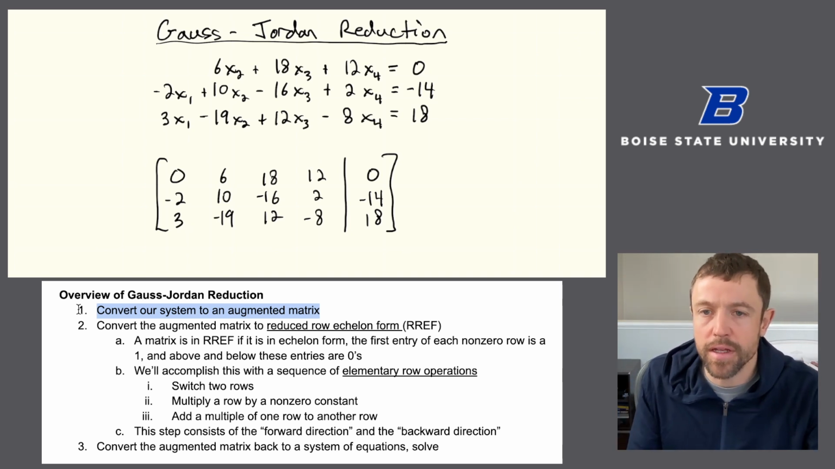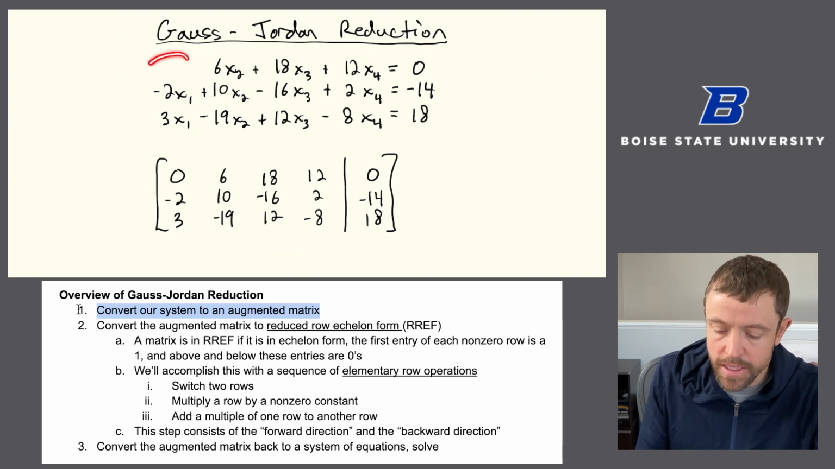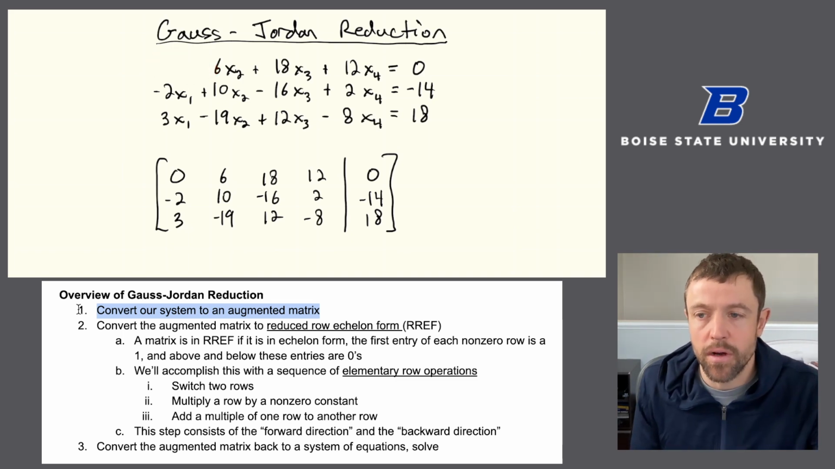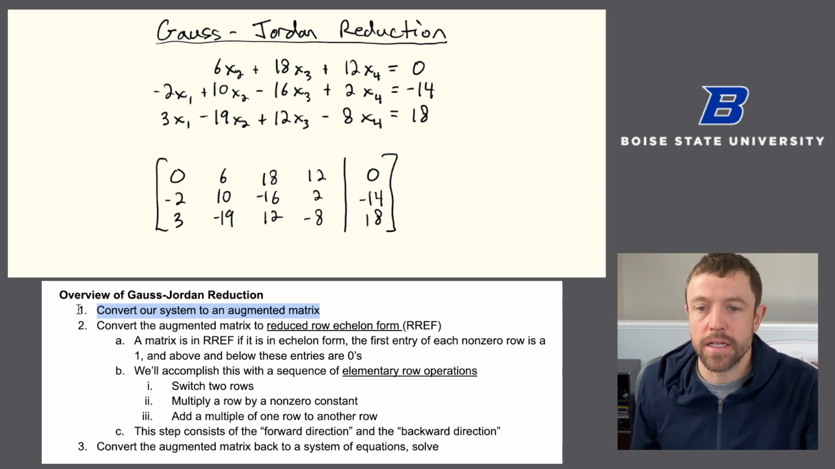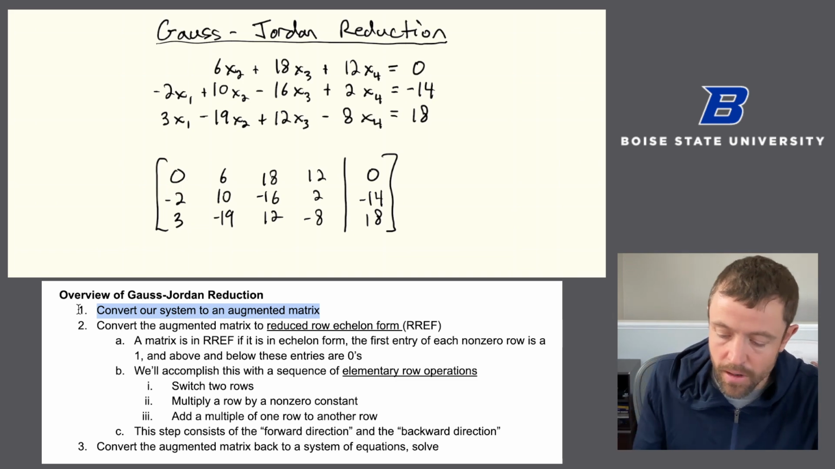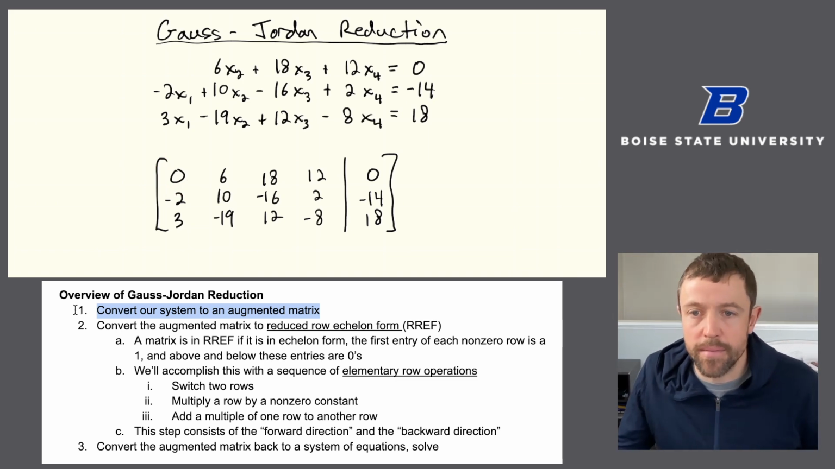Maybe the one real thing to point out: all these numbers look the same. We didn't have an x1. That's the same as 0x1. We need to keep track of our zeros. We can't just leave this blank. All right, so that's step 1. We convert to an augmented matrix.